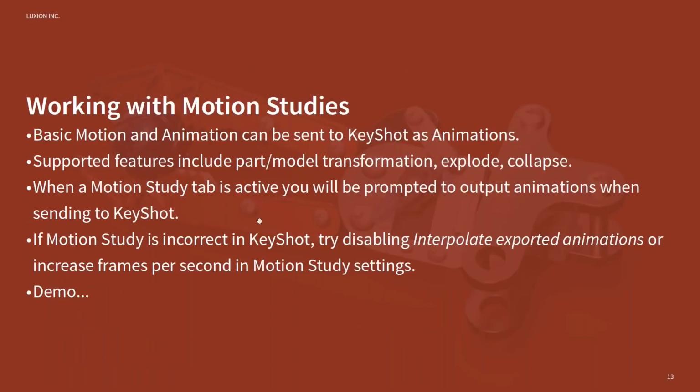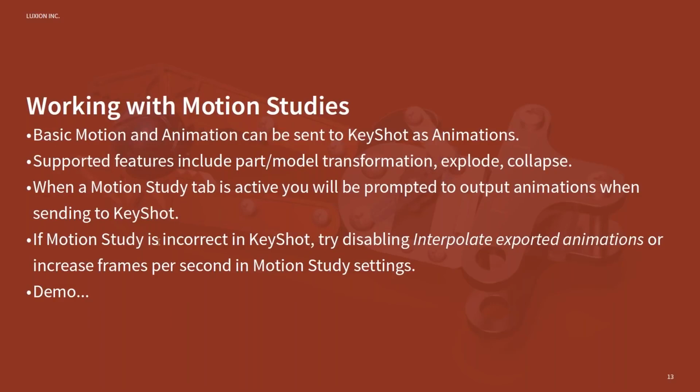And then the last topic for today is working with motion studies. So basic motion and animation can be sent to KeyShot as animations. And supported features include part and model transformation. You can also use the exploded views as motion studies if you have those set up in your scene. When you have a motion study tab active, you will just be prompted to output animations when sending those over to KeyShot. So it's pretty straightforward.